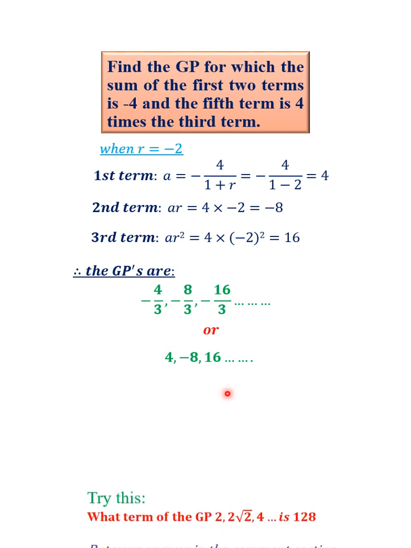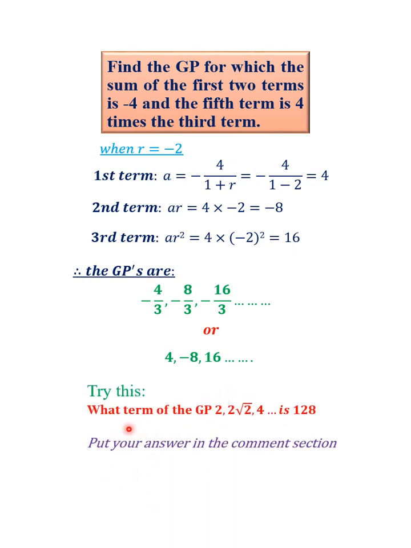If you understood this, try this. What term of the GP 2, 2√2, 4, and so on and so forth, is 128?